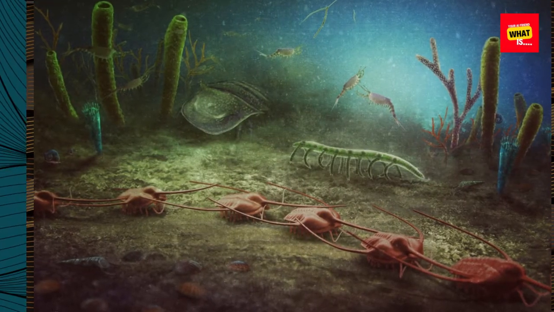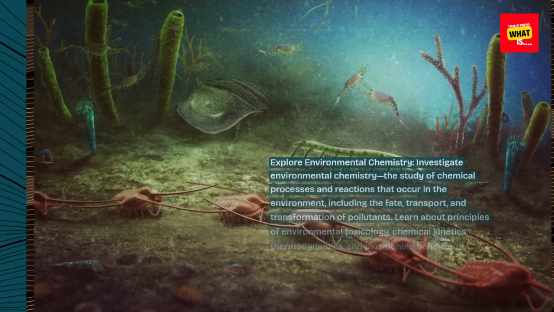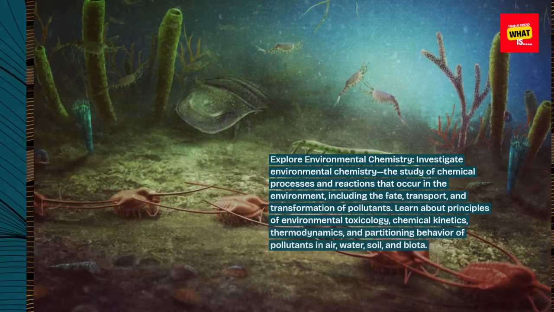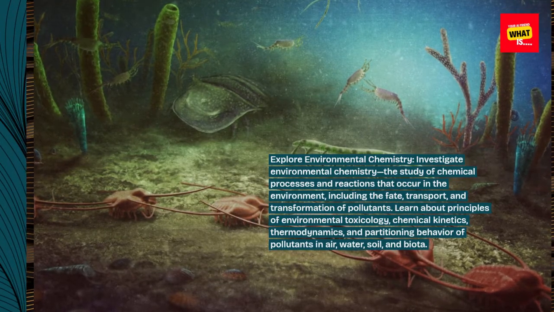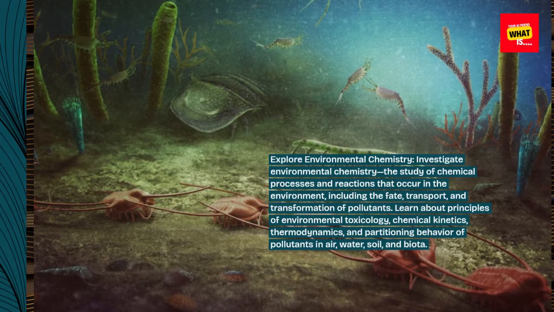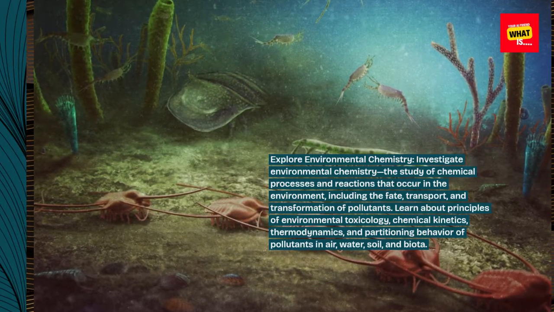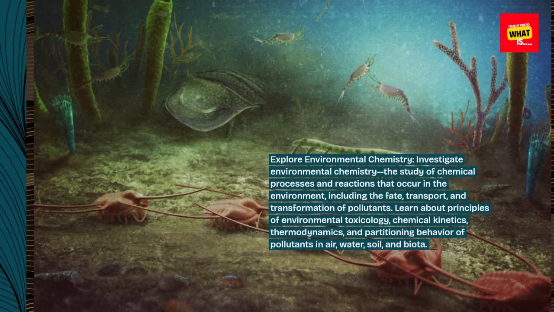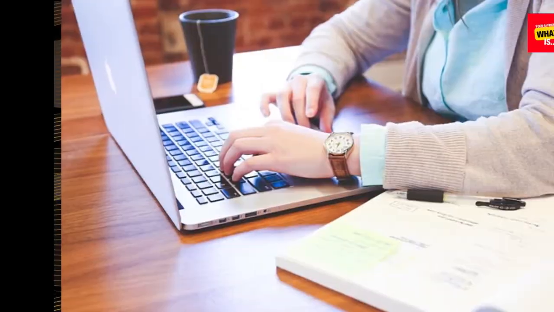Explore environmental chemistry. Investigate environmental chemistry, the study of chemical processes and reactions that occur in the environment, including the fate, transport, and transformation of pollutants. Learn about principles of environmental toxicology, chemical kinetics, thermodynamics, and partitioning behavior of pollutants in air, water, soil, and biota.